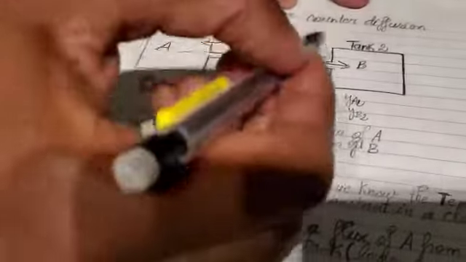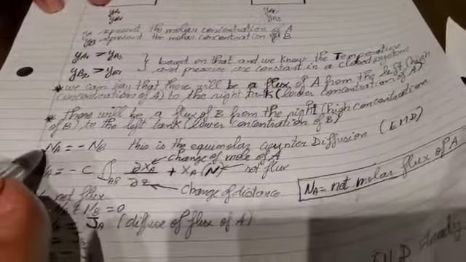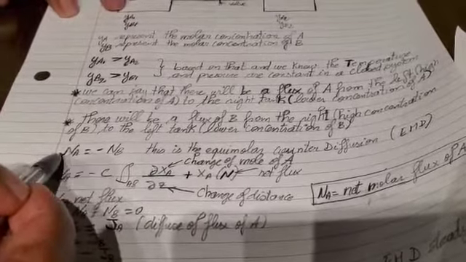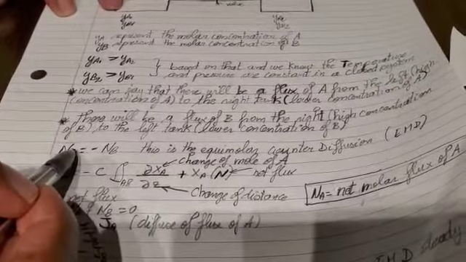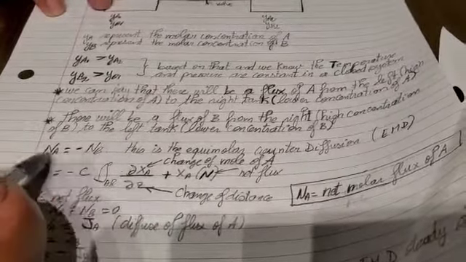And so that brings us to equimolar counter diffusion, which is noted here. You can see right here that the net molar flux of A is equal to the negative net molar flux of B, and this is what we call equimolar counter diffusion.